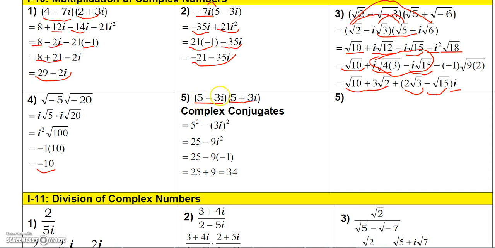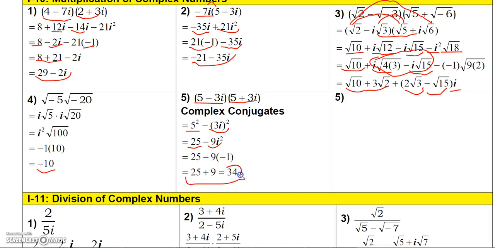binomials where the only difference is the sign between the terms, then you can use the difference of squares formula. So using the difference of squares formula, 5 minus 3i times 5 plus 3i would simply be the 5 squared minus the 3i quantity squared. And then 5 squared is 25. And then when you square 3i, you get 9i squared. And then remember, i squared is negative 1. So actually this just turns out to be a real number. Negative 9 times negative 1 is plus 9. So you get 25 plus 9 is 34.